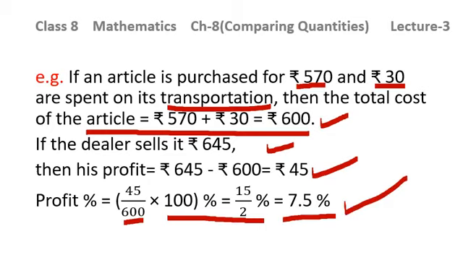So if the article is purchased for rupees 570 and rupees 30 are being spent on its transportation, then the total cost of the article will be 570 plus 30, that will be 600 rupees in total. If the dealer sells it for rupees 645, you will first calculate profit because SP is greater than CP in this case. So profit will be there, and then profit percent will be calculated on 600, not on 570.